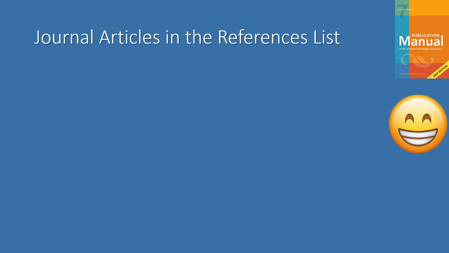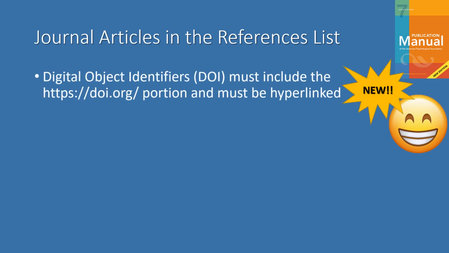Okay, now we're moving on to the references list. There have been a couple of changes, but mostly it's all the same. We still have to do the picky details about italicizing and putting punctuation here and there. But what has changed is that the DOI, also known as the Digital Object Identifier, must now include the portion where it says https://doi.org/ and it must be hyperlinked. Previously, it was not to be hyperlinked, but now we want to hyperlink it.